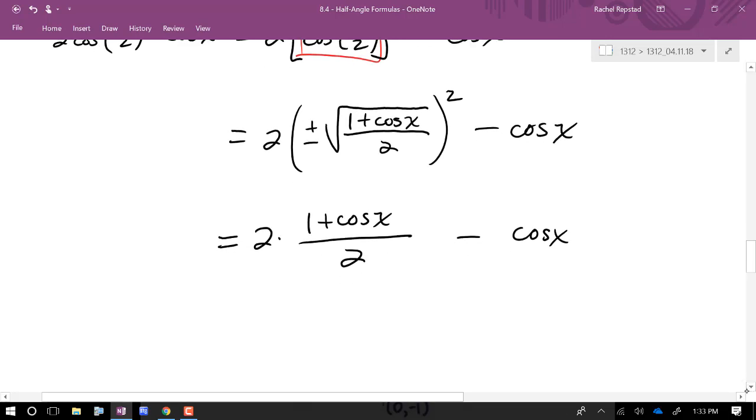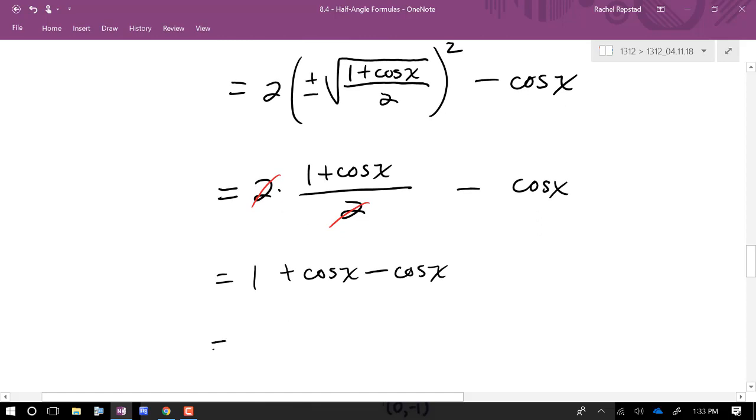Now we can sort of see the light at the end. We're going to cancel these 2's. We get 1 plus cosine x minus cosine x, and that's 1. And we're pretty happy about that.